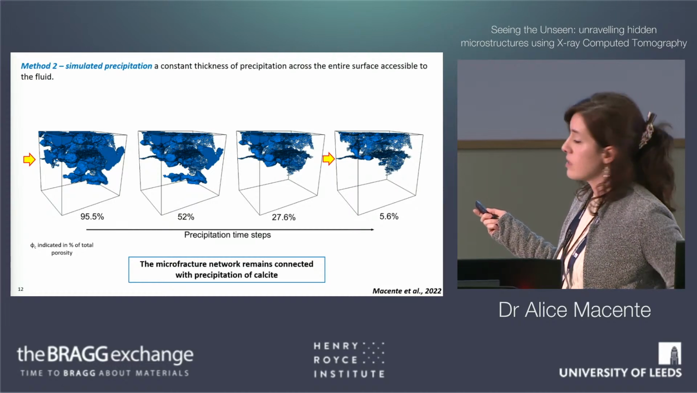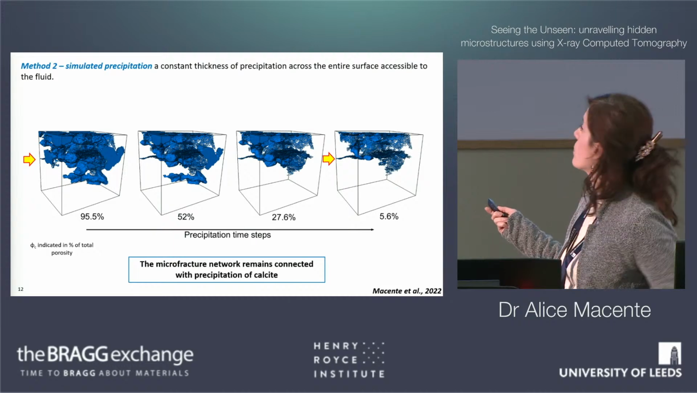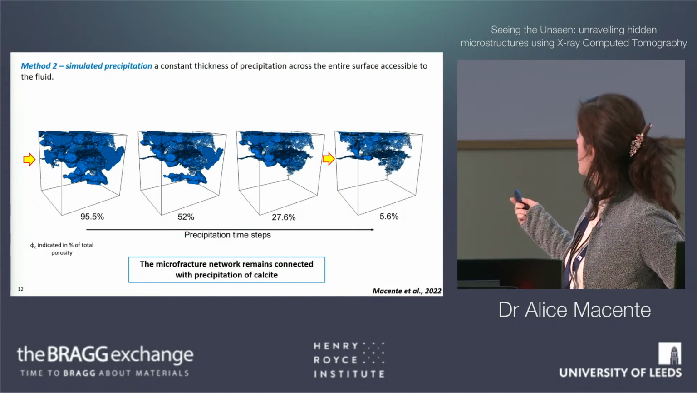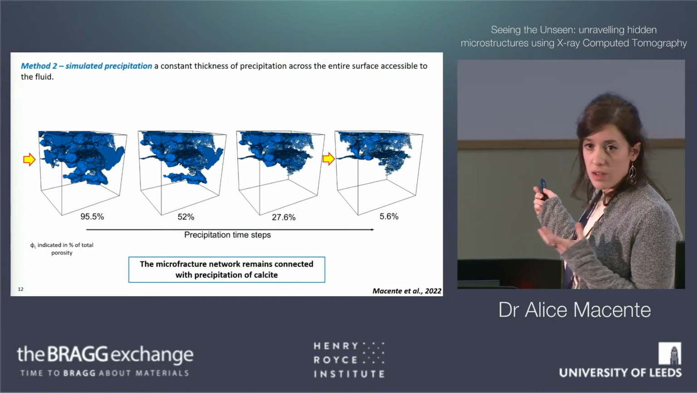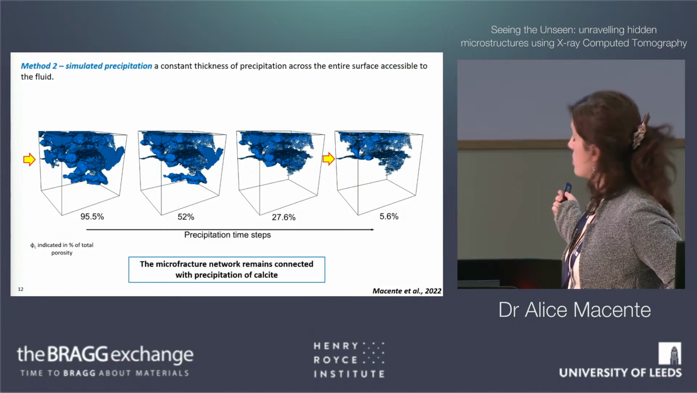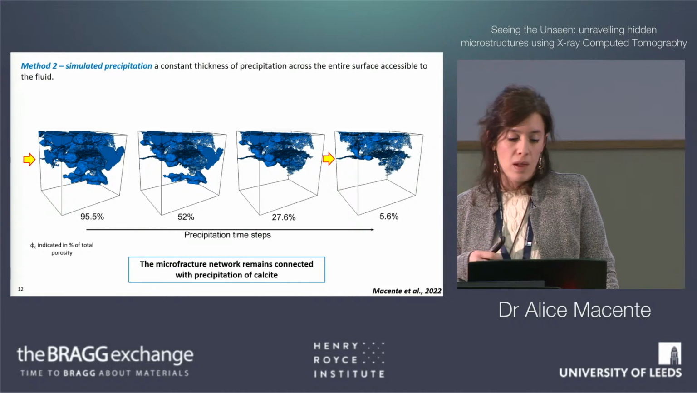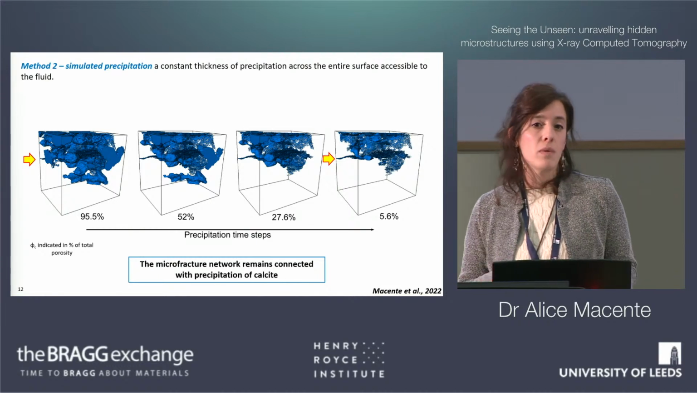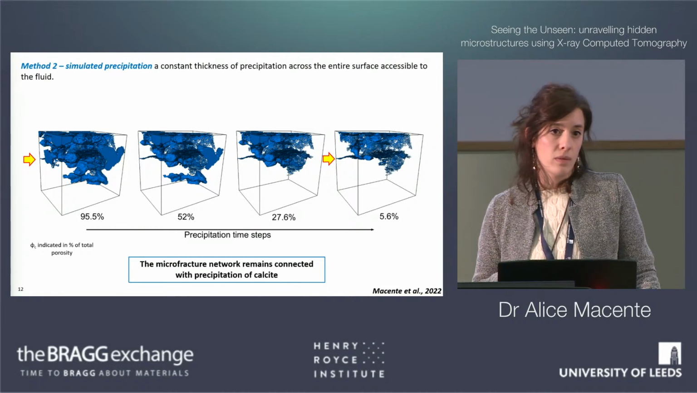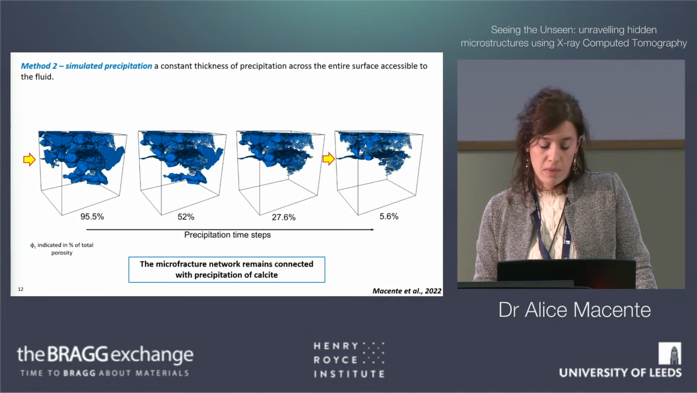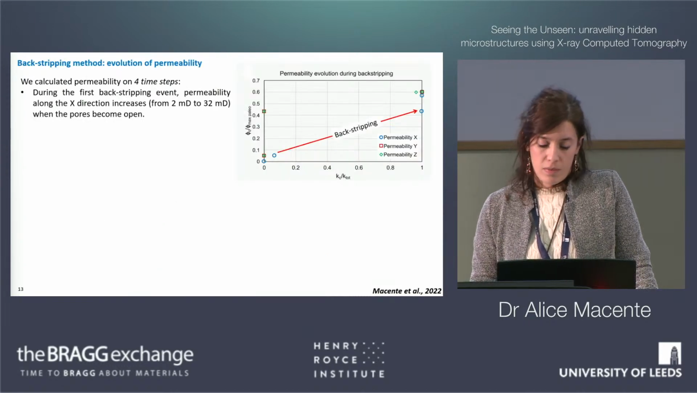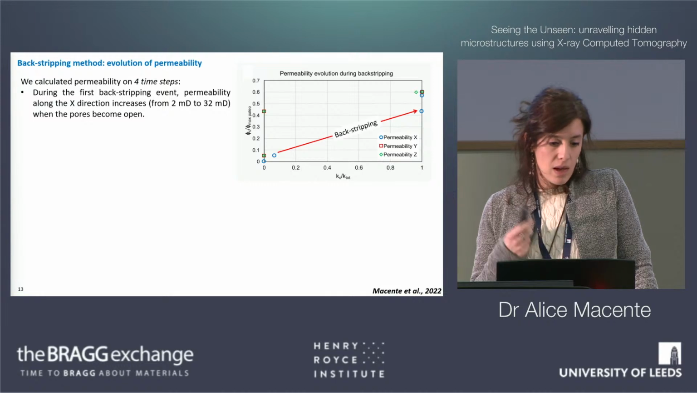We see from the start to the end of our process the presence of this flat surface, which is a 3D geometrical feature that remains present until the end of the process. And that flat surface represents our fracture network. So what does that mean in terms of permeability?